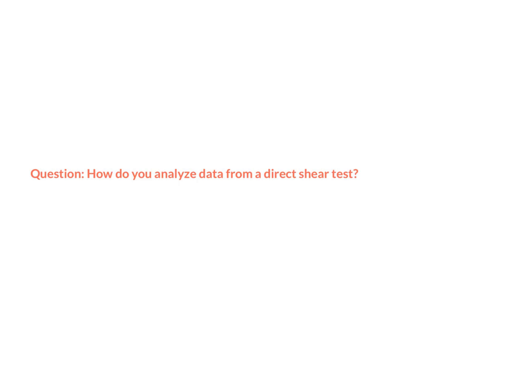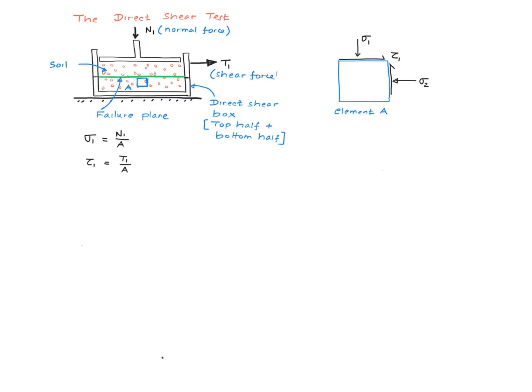The question that I have is, how do you analyze data from a direct shear test? Some details of the direct shear test are shown in this picture. The test is conducted in what is called a direct shear box. The box has two halves, the top half and the bottom half. You can slide one relative to the other in the horizontal direction.